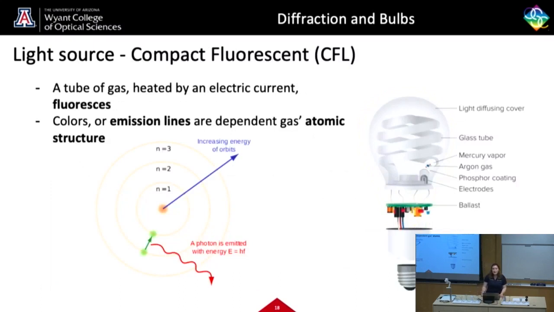It's a tube of gas, and the way that it makes light is by sending electric current through that gas, and that gas fluoresces. Now, instead of being a black body, this one is actually very dependent on what is in that tube. The colors or the emission lines are dependent on the gas's atomic structure.